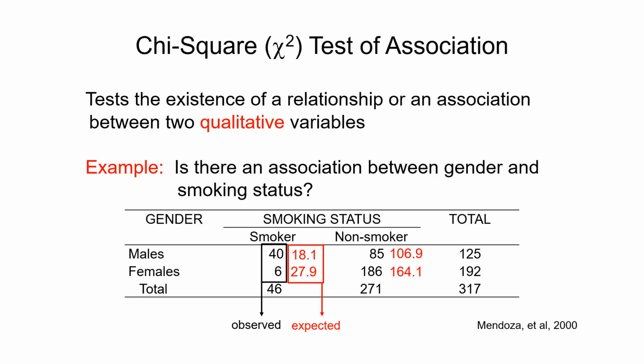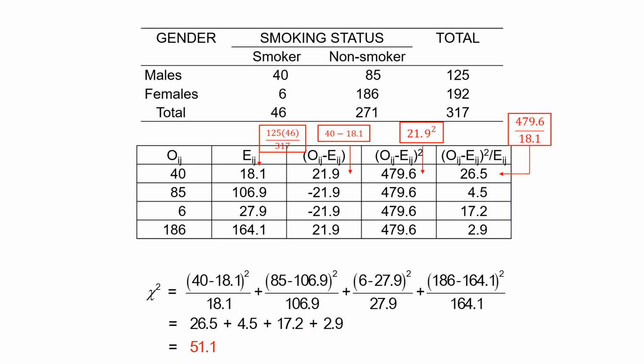The logic behind the chi-square is that if no relationship exists between gender and smoking status, meaning that gender and smoking status are independent, the observed frequencies, which are in black, will be the same or close to the expected frequencies, which are in red. And the value of the chi-square statistic will be small. If a relationship or dependency occurs, the observed will vary from the expected, and the value of the chi-square will be large. This is how the chi-square test statistic is computed manually.